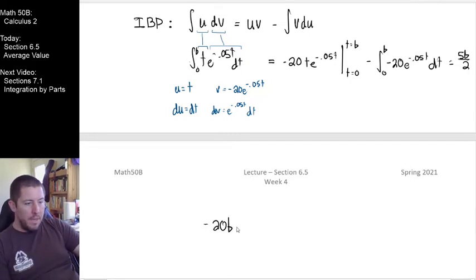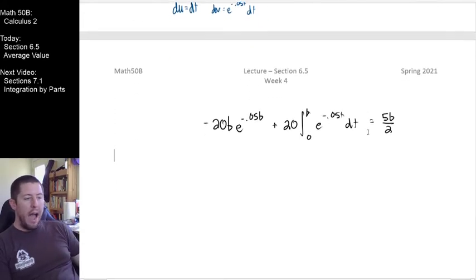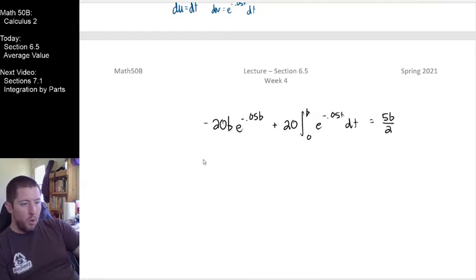So -20b e to the -0.05b minus, excuse me, it looks like I have plus, and I'll actually show some work for the first time today here. Negative is positive, 20 is going to get pulled outside, e to the -0.05 t dt. And we knew that we had that 5b over 2, that 5 having come from our average that we wanted to see out there. So we're pretty close to going as far as we can go by hand here. We just want to evaluate this pretty easy integral now.